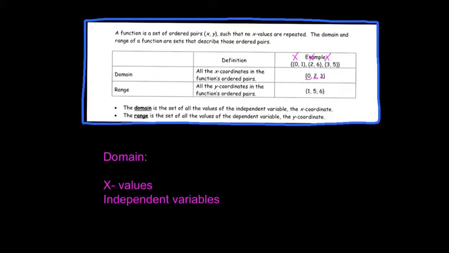Now the range are all the y values or the dependent variables. So when we look at a set of points, we're looking at the second number in each of these to determine our range values. So again, we write in order from least to greatest. In this case, it would be 1, 5, and 6. Now, the domain and range are always written in parentheses, and a comma is used to separate each number.